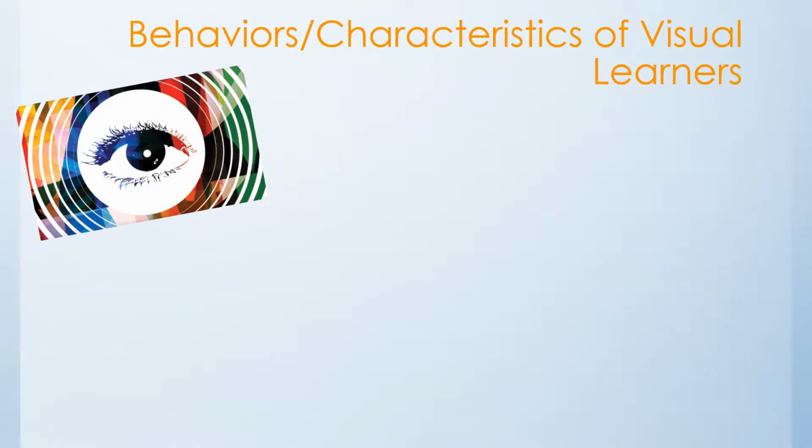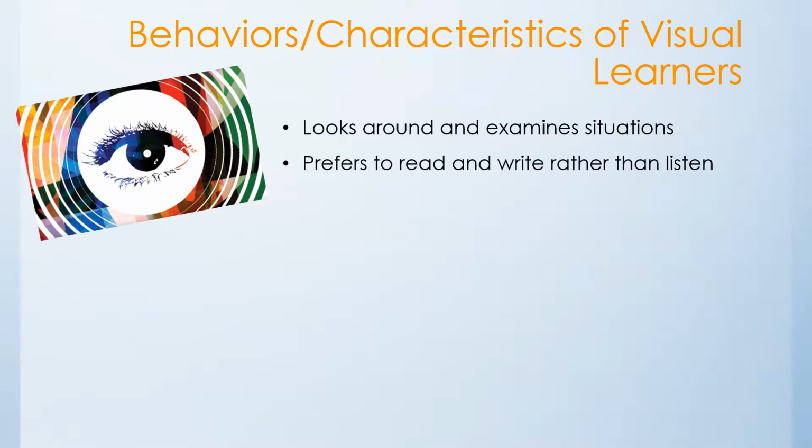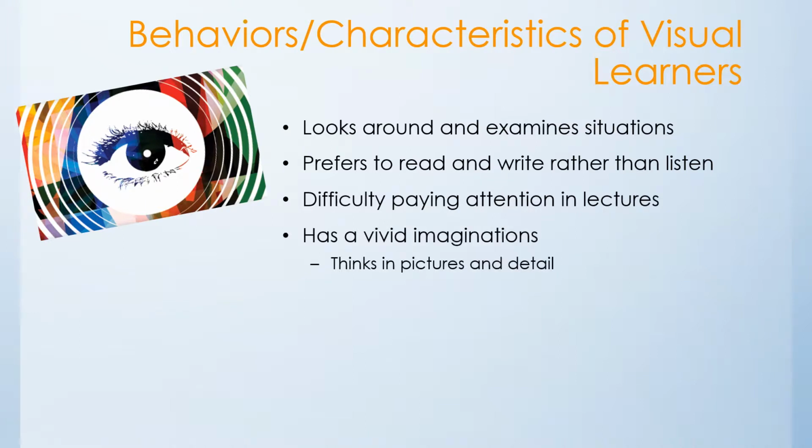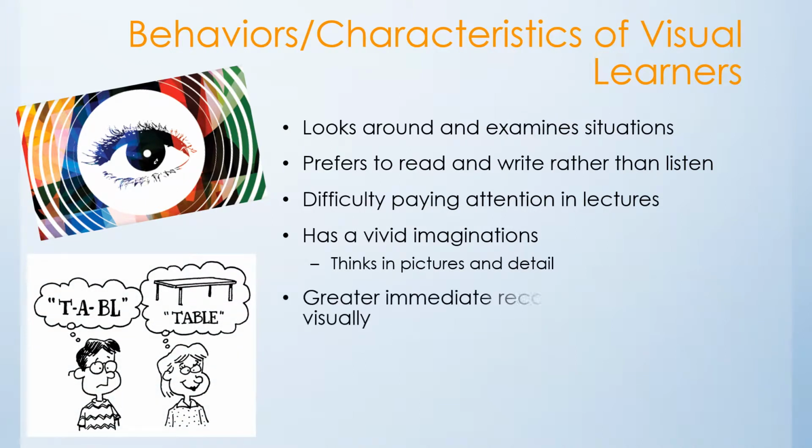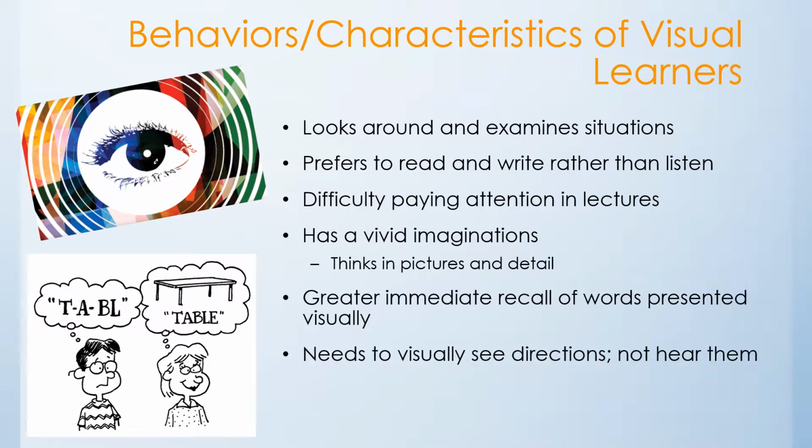Let's start with behaviors and characteristics of visual learners. Some of the behaviors you'll find with visual learners are constantly looking around and examining situations you enter. You prefer to read and write rather than listen to long lectures. You have a vivid imagination and think in detail and pictures. You have a greater recall for words presented visually, and you need to visually see directions, not hear them.